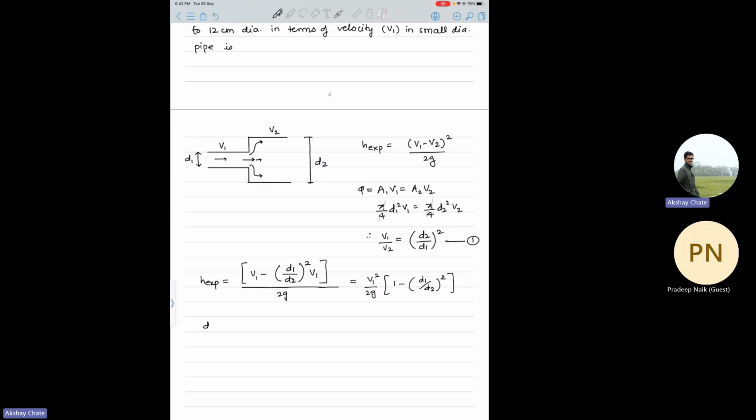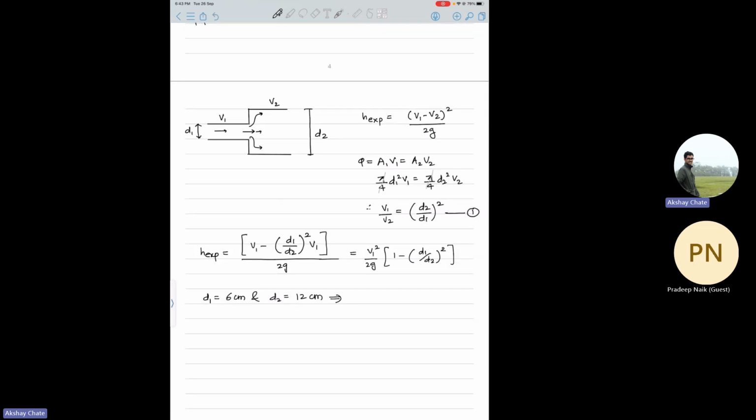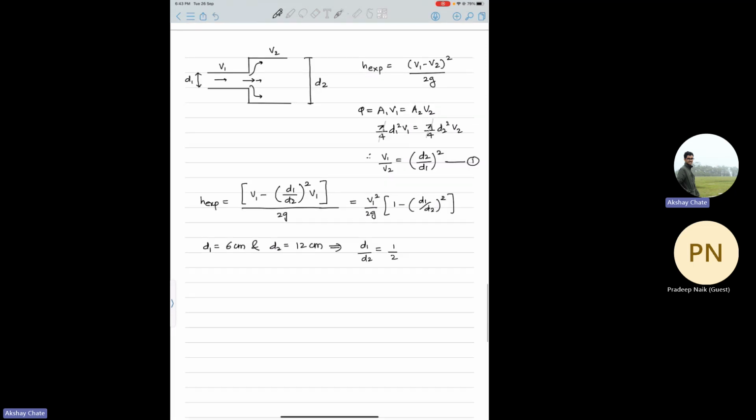So here d1, which is the smaller diameter, was given as 6 cm, and d2 as 12 cm. So basically the ratio is double. So d1 by d2 is nothing but 1 by 2. Therefore the head loss due to expansion will be v1 square by 2g into 1 minus 1 by 2 square. So that will be 1 by 4, 1 minus 1 by 4, 3 by 4.